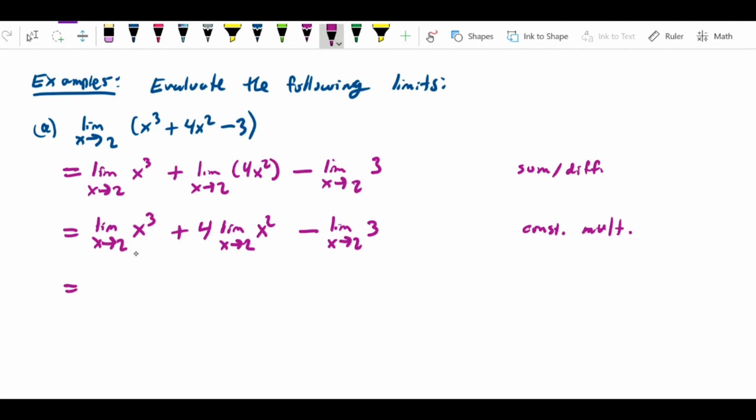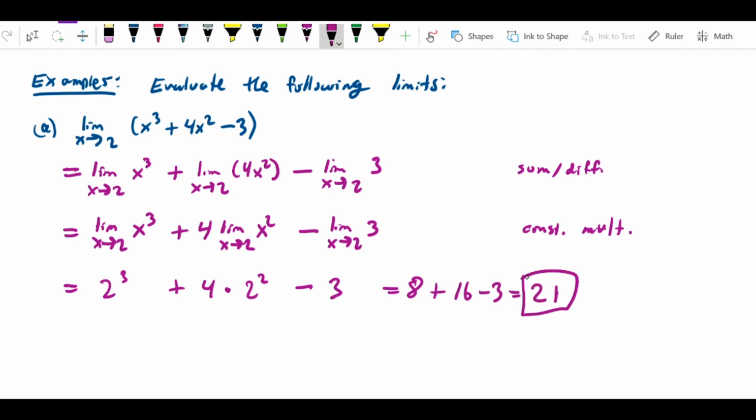So we can now substitute. So this is going to be 2 cubed plus 4 times 2 squared minus 3. And so that's going to equal 8 plus 4 times 4 is 16, minus 3. And I believe if I can do my arithmetic correctly, that comes out to 21.